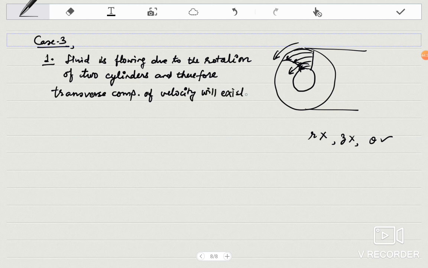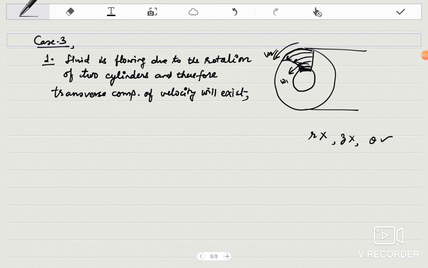Transverse means theta component. Moreover, this cylinder is moving with some velocity, say omega 1, and this one is moving with omega 2. So the two velocities are different. Therefore the fluid layer adjacent to this will be moving with omega 1, the next fluid layer will move with some relative velocity, and as the fluid reaches the edge of the upper cylinder, it will move with omega 2.